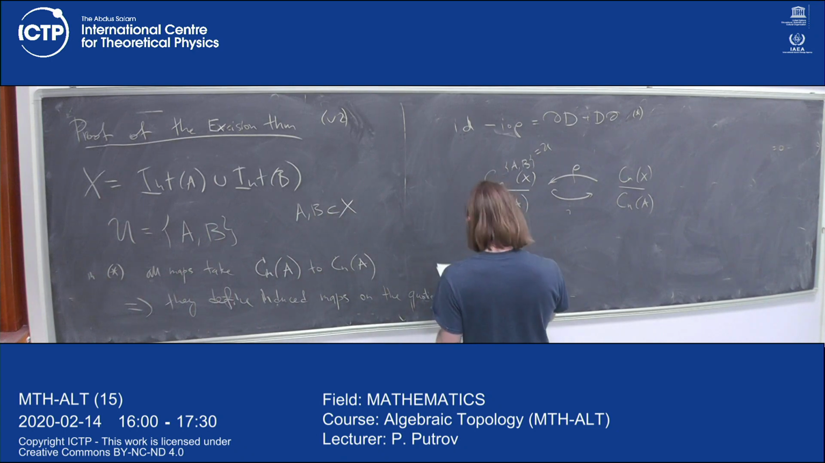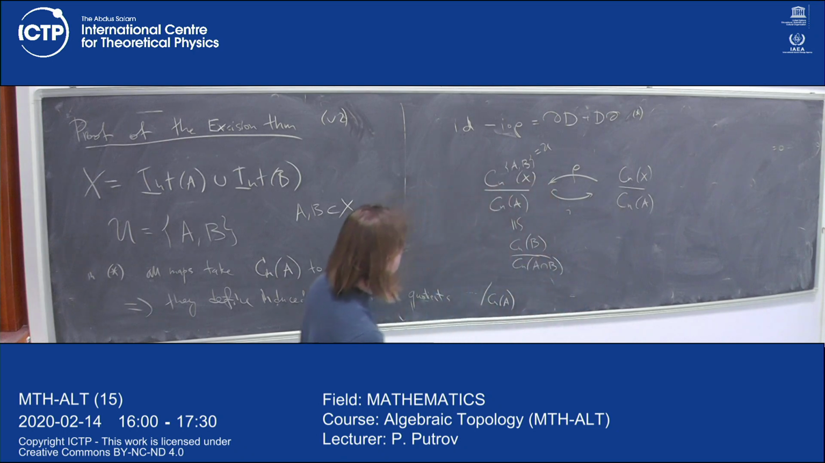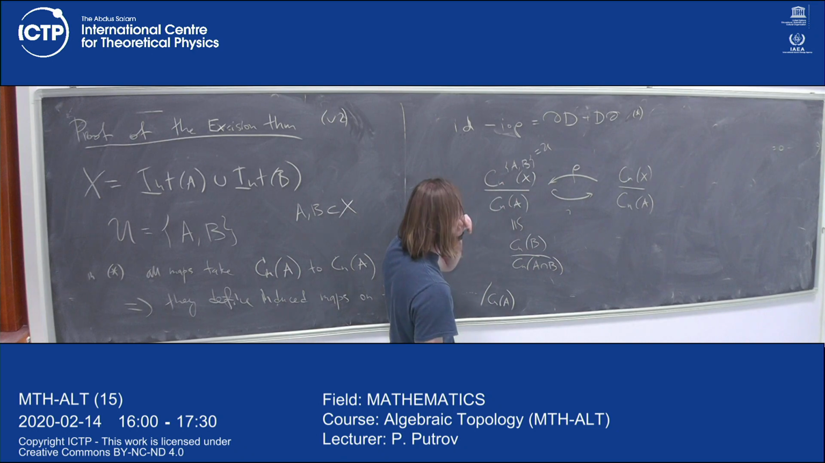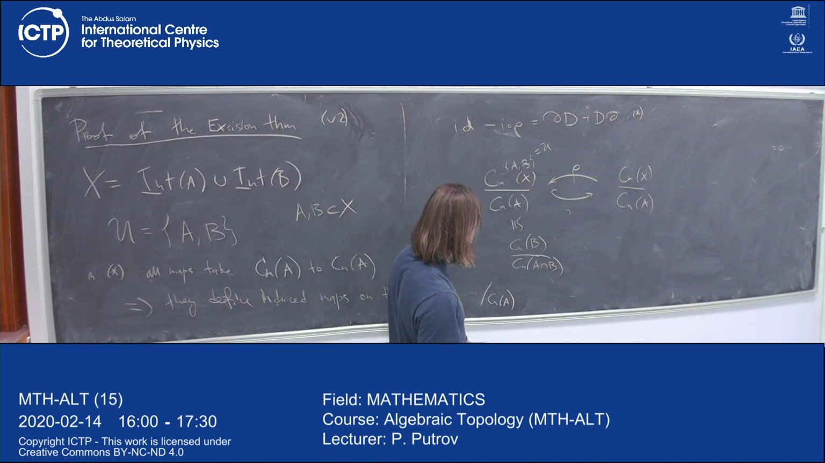And so we can notice that this is the same as Cn of B divided by Cn of A intersected with B. So why is that? Because what is the meaning of the numerator here? The numerator here are chains with image either completely in A, or completely in B. And we divide them by chains with the image in A.